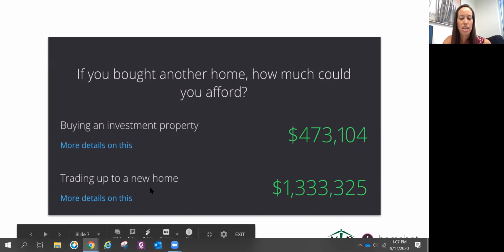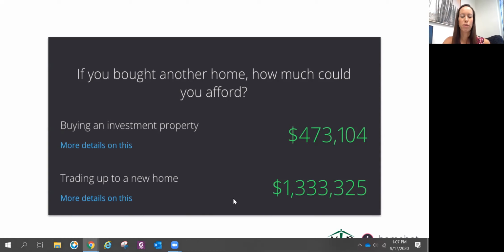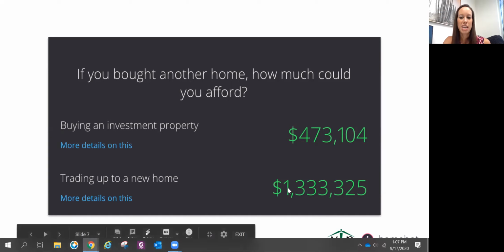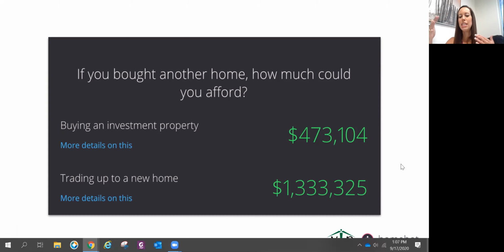Or the second option is that if they were to move up, which is what a lot of you try to open up those conversations with your clients about, how much could you afford potentially if you moved up? So in this client's case, if they were to sell their house, take all of the equity they had built and put that down as a down payment on a new home and keep their payment the same as what they're currently paying for their current house, they could potentially afford a $1.3 million house. So again, this really just opens the consumer's mind to the different options that they have regarding their home.